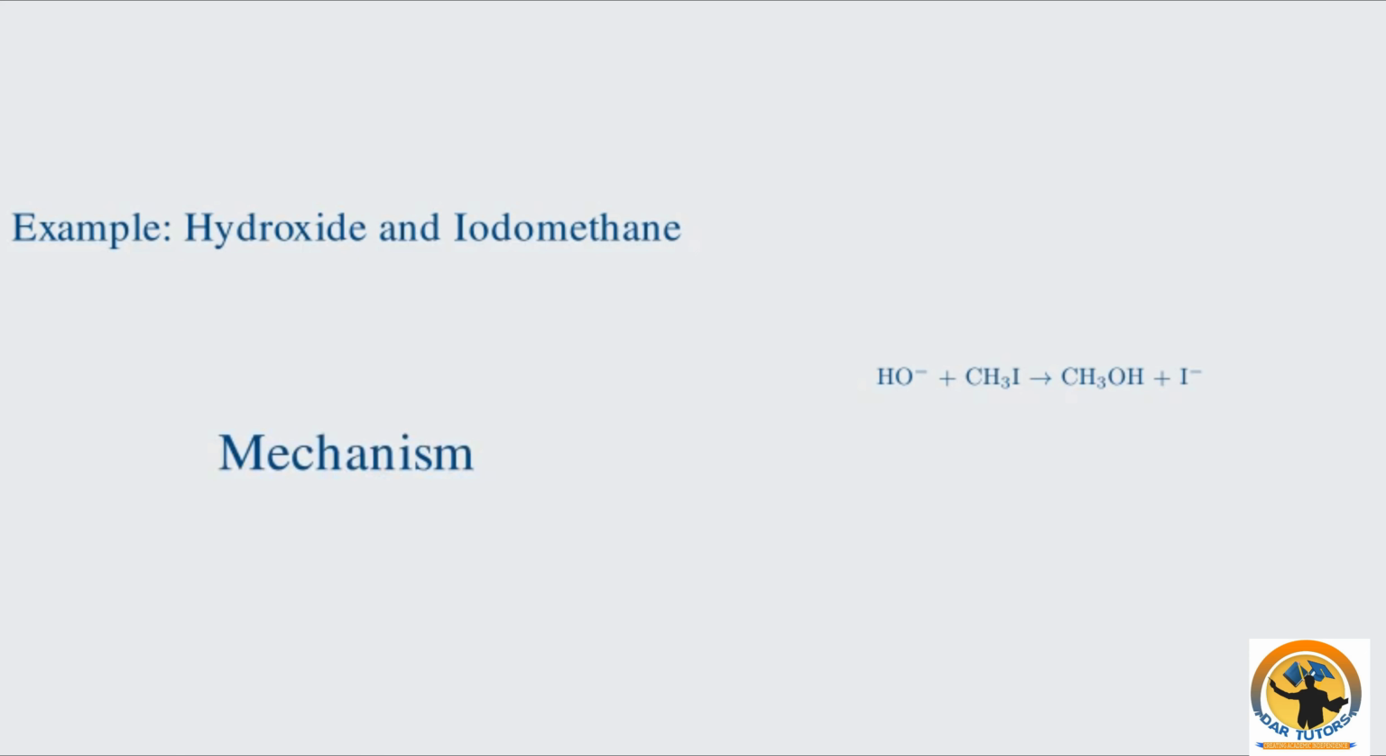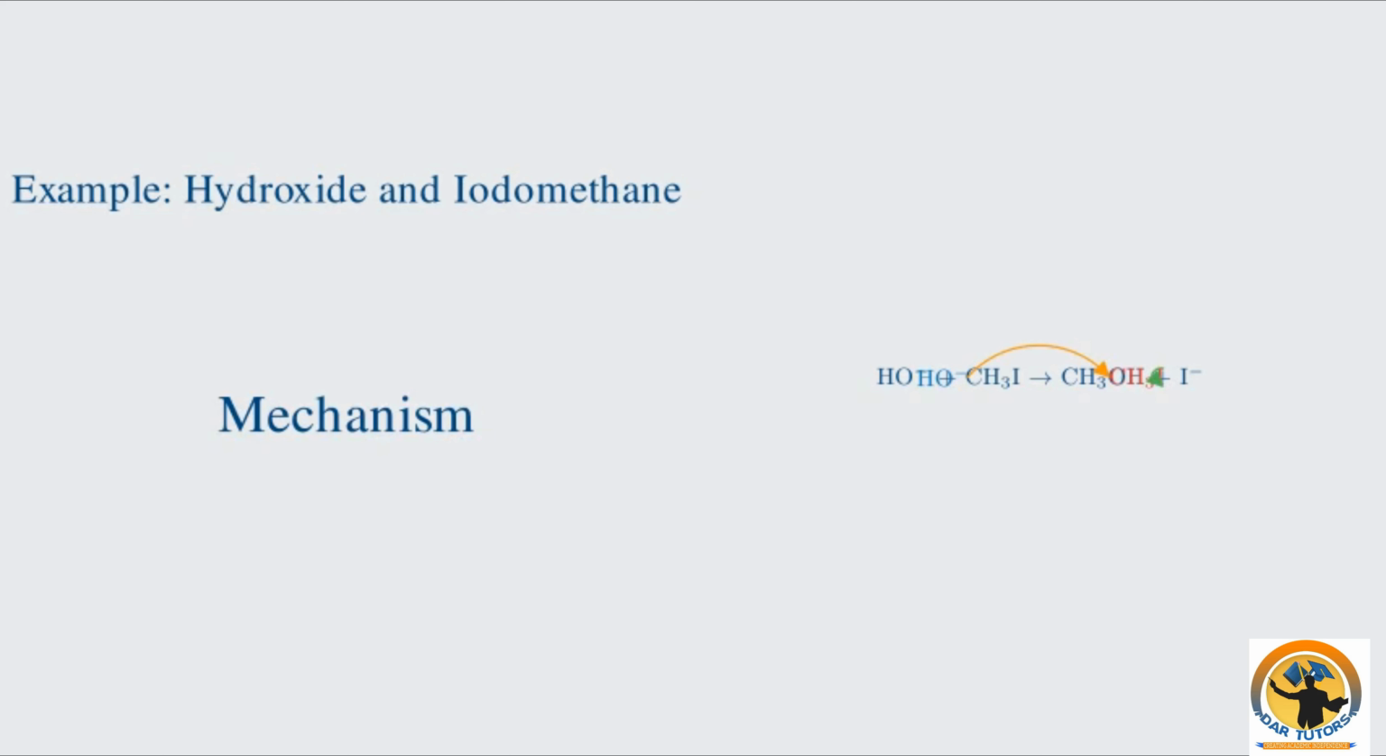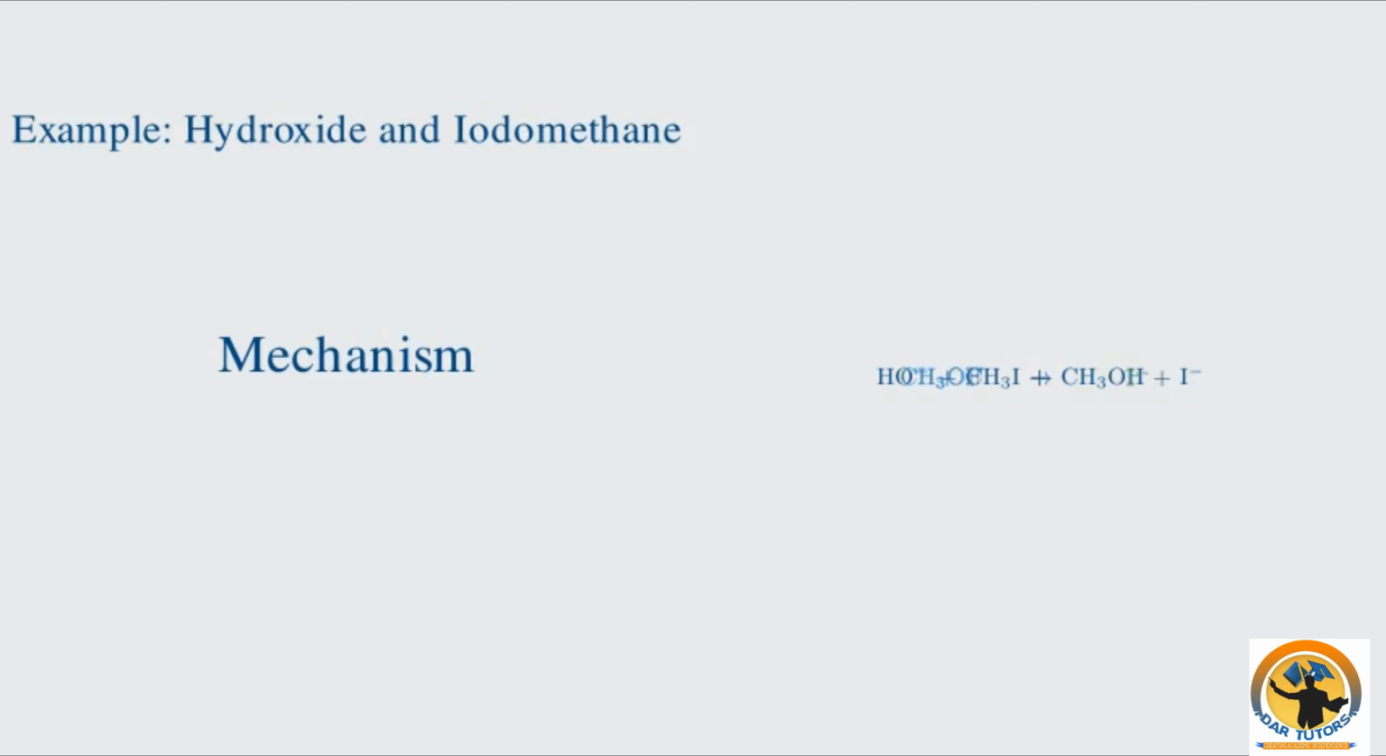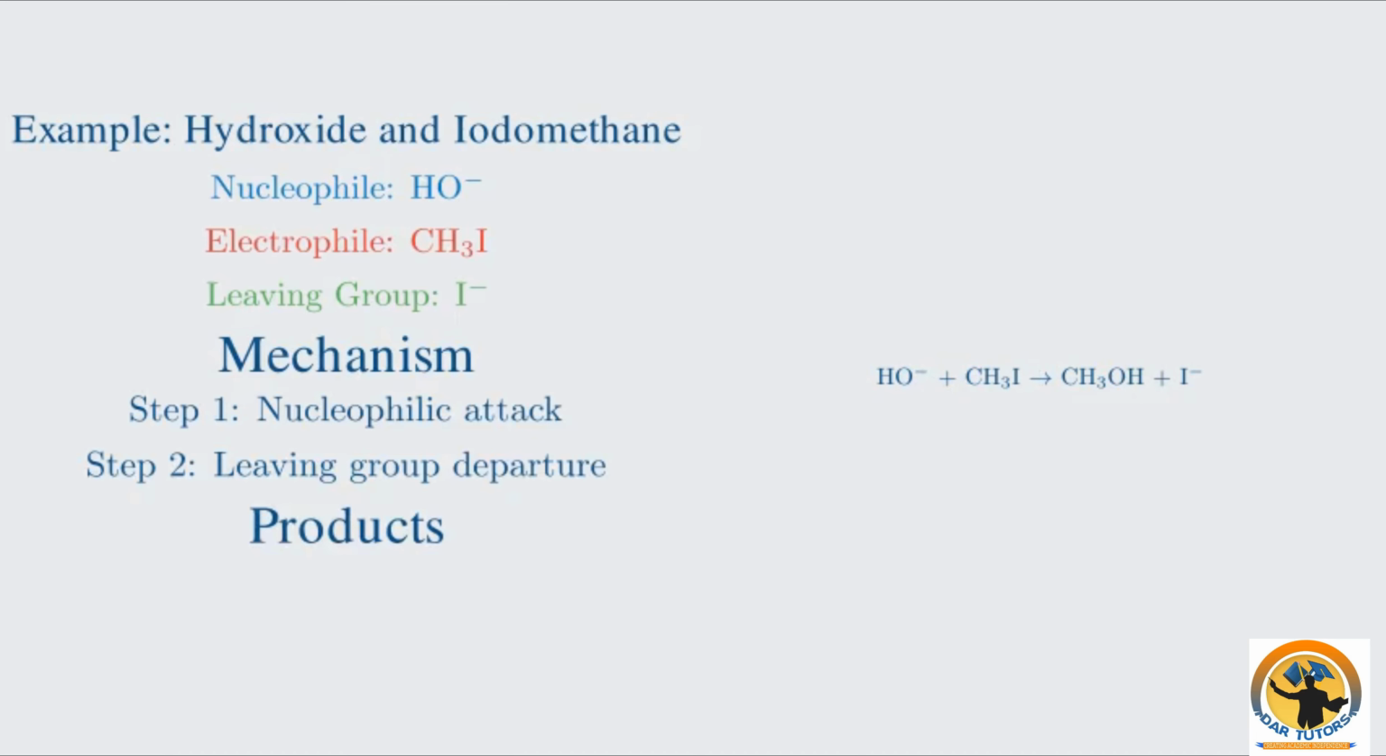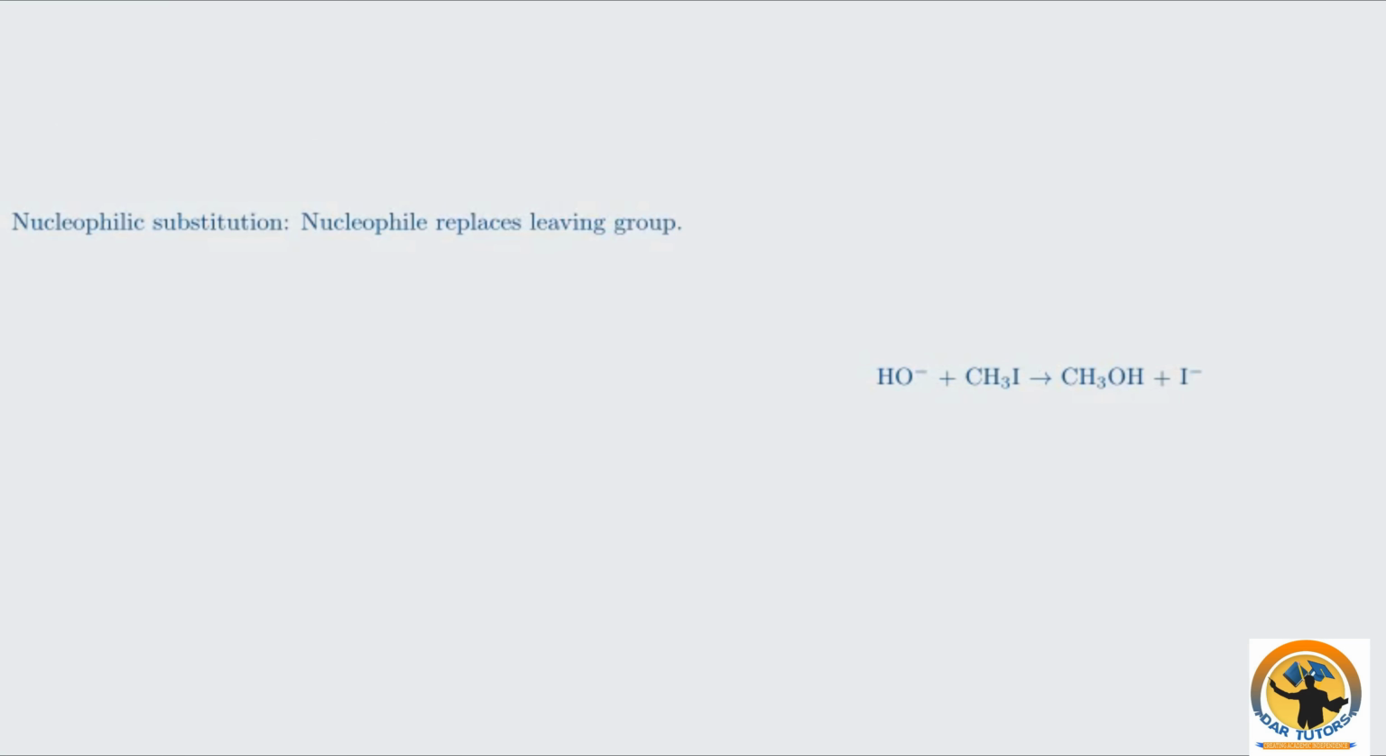Let's look at the step-by-step mechanism. Step 1. The nucleophile attacks the electrophile. Step 2. The leaving group departs. The products are methanol and iodide. This is how nucleophilic substitution reactions proceed.